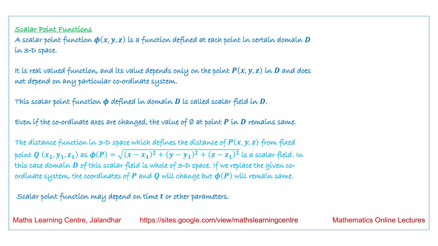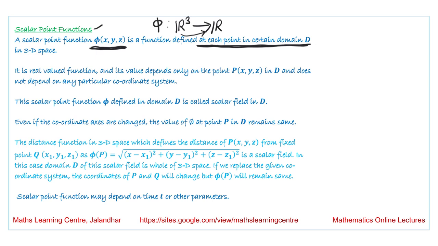So first definition we have, it is scalar point function. We are saying a scalar point function, written as phi of x, y, z, is a function defined at each point in a certain domain D in a three-dimensional space. So phi is a function defined from R cube, the three-dimensional space, to the real numbers. That is, to each point in the space we are assigning a number.